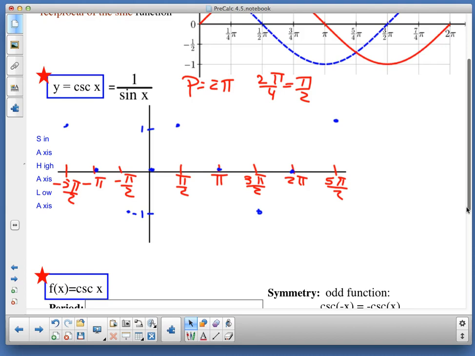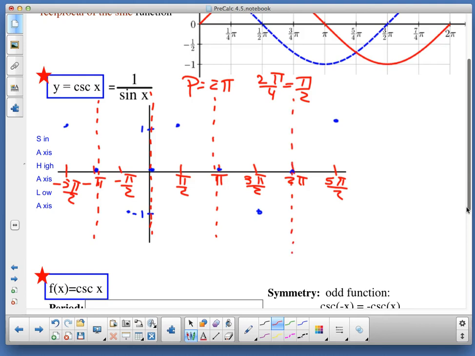Now notice the phase shift. My asymptotes will have a phase shift of pi over 2 because that's the phase shift between sine and cosine. So now you can use that phase shift, because whenever sine is 0, my cosecant has an asymptote. Whenever sine is 0, my cosecant has an asymptote. And that makes sense, right? Because 1 divided by 0, I can't find a value for it.